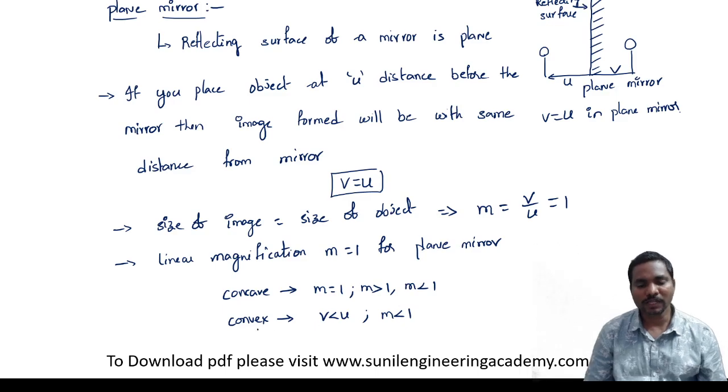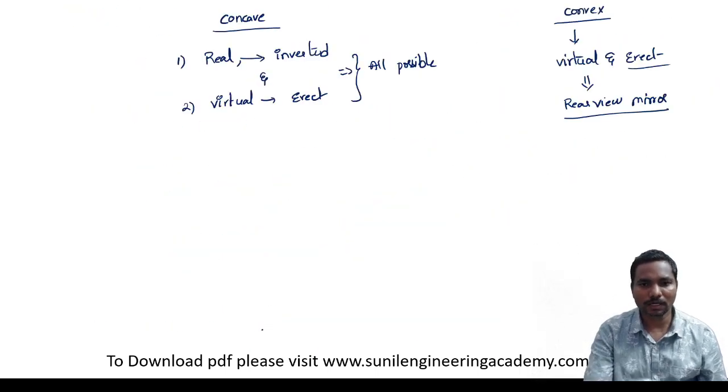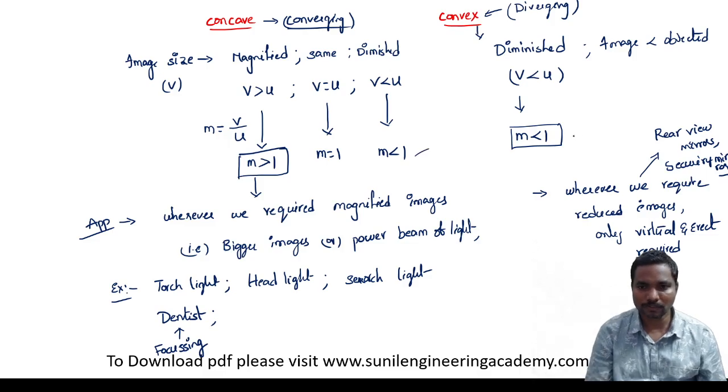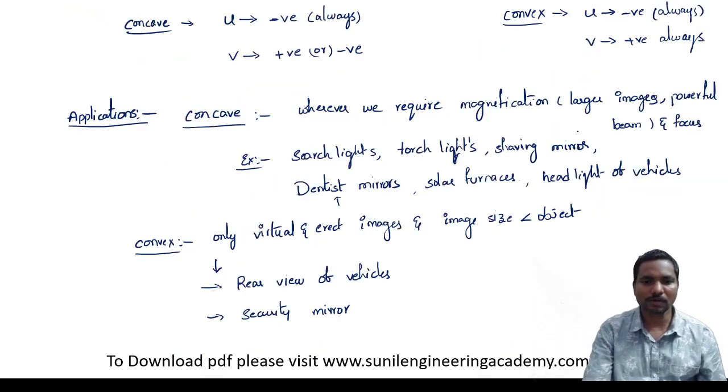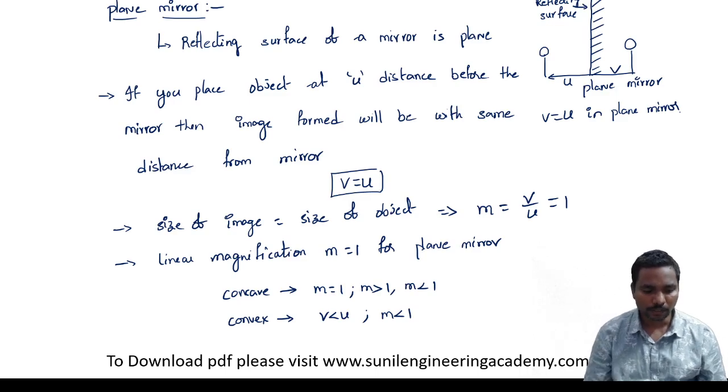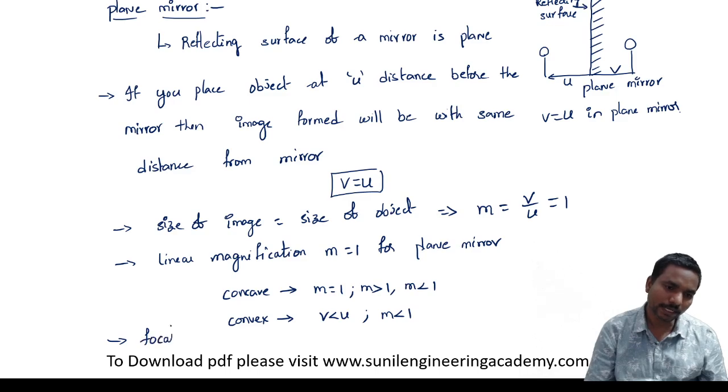We have already discussed these points for convex. So I have just given a summary here. Linear magnification is 1. And the focal length of a plane mirror is considered as infinity. There is no radius of curvature here, so radius of curvature is generally infinite. So, very important point: the focal length of a plane mirror is infinity.